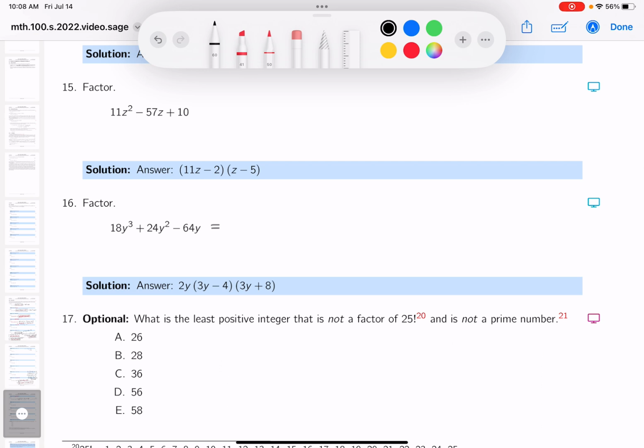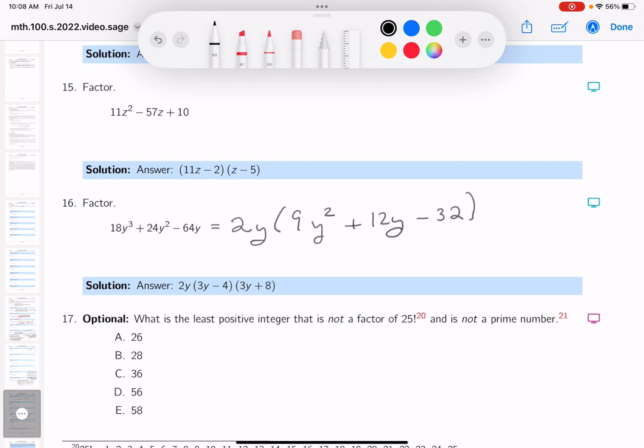I can't say enough times, look for that GCF. Is there a GCF between 18, 24, and 64? I'm going to say the number 2. Now, I'm also seeing a y as common, and we left off with 9y squared plus 12y, and then you're going to get minus 32.